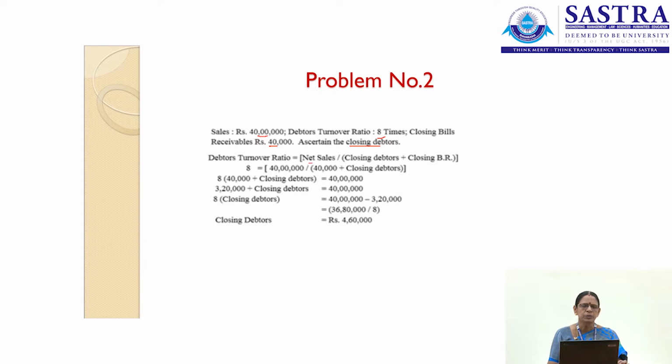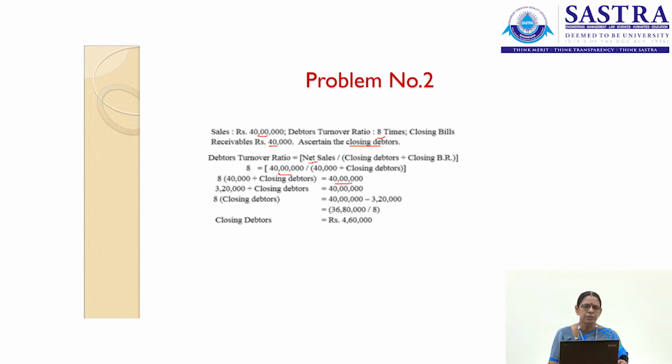Net sales. What is your net sales? Sales less sales returns. If no sales returns is given in the problem, we take sales as such. So 40 lakh rupees divided by 40,000 plus your closing debtors. Closing debtors we have to find out now. Now we have this equation as 8 equals 40 lakhs divided by 40,000 plus closing debtors. We are bringing this denominator to the LHS. So we are multiplying here. So 8 into 40,000 plus closing debtors is equal to 40 lakh rupees.